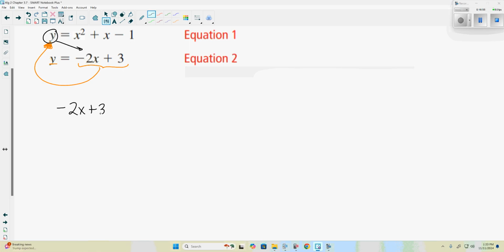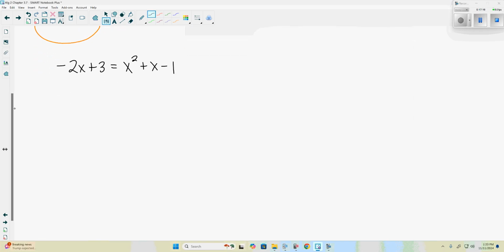Now, what that will tell us is that this y is now negative 2x plus 3. So we'll have negative 2x plus 3 is equal to our x squared plus x minus 1. We plug that value of y in. Now at this point, we want to get this equation equal to 0, and then we can solve. To get this equation equal to 0, first thing we can do is add 2x to both sides. Because here our negative 2x plus 2x will be 0, telling us 3 is equal to x squared, x plus 2x is 3x, minus 1.